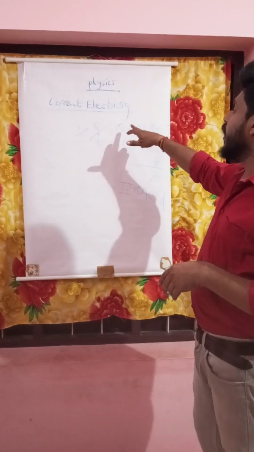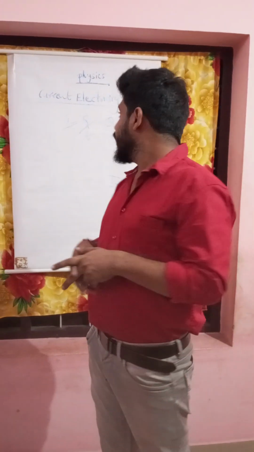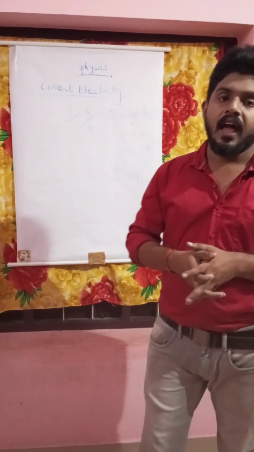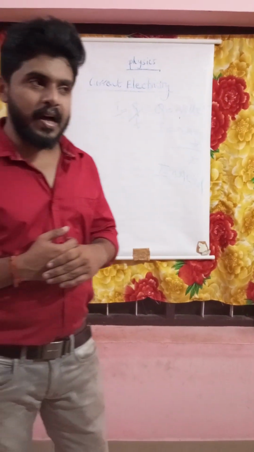Now I am taking the amount of charge produced here. Before that, consider the area of the conducting wire as capital A, and small n as the number of electrons per unit volume. Then nAVd is the electron flow per second.